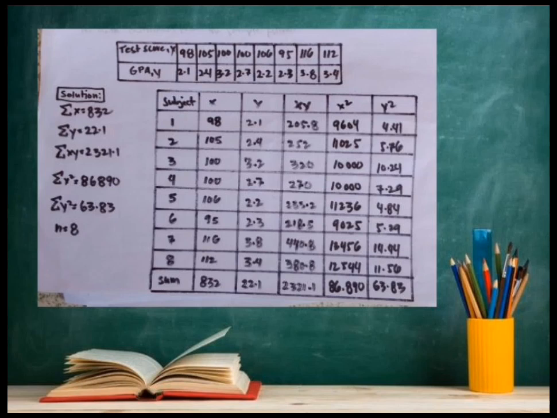The summation of y squared is 63.83. The summation of x is 832. Summation of y is 22.1. Summation of xy equals 2,321.1. Summation of x squared, 86,890. Summation of y squared, 63.83. And ang n naman ay 8.